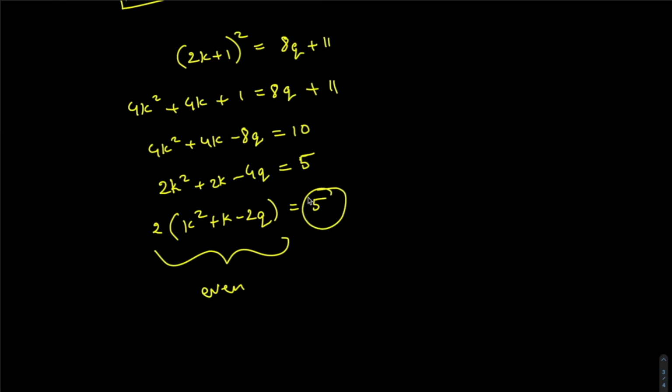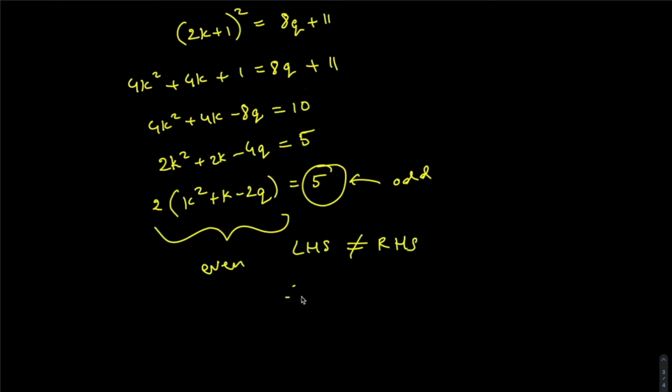But we have a 5 here, and 5 is an odd number. So the LHS, our left-hand side, does not equal our right-hand side. And therefore, we have a contradiction. Hence, contradiction. And that's where we stop. The moment we can say we have a contradiction, we can just stop, and we can end it right here.